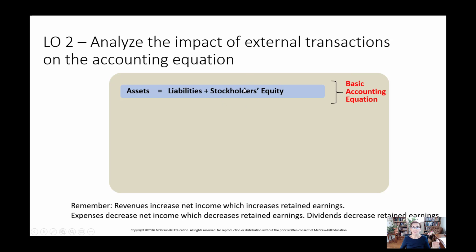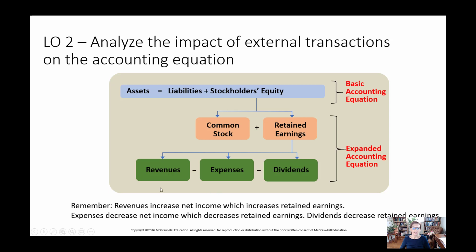Remember, do you remember what's in stockholders' equity? Well, stockholders' equity is fairly easy because stockholders' equity for right now only has two things in it: common stock and retained earnings. Okay? Now, common stock comes from stock that was issued to investors. So investors put money in the company and they got shares of stock. Remember, retained earnings is income that has not been paid out in dividends. So retained earnings has three pieces: revenues, expenses, and dividends.